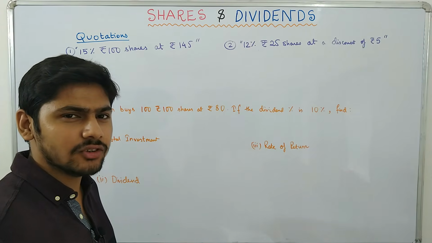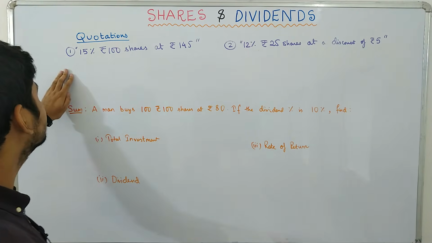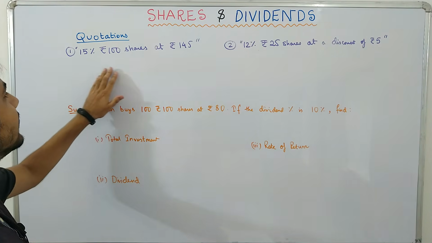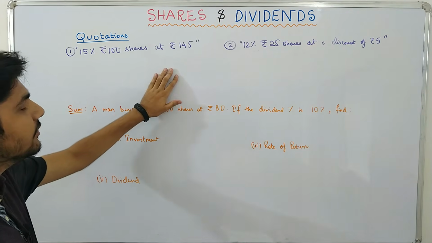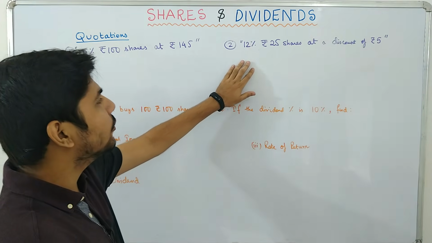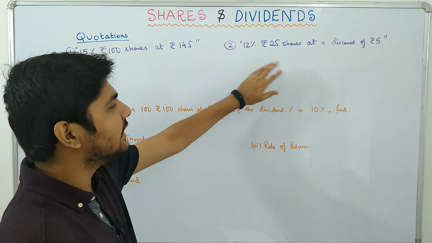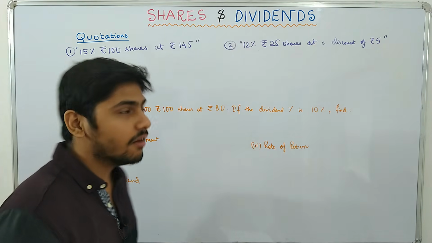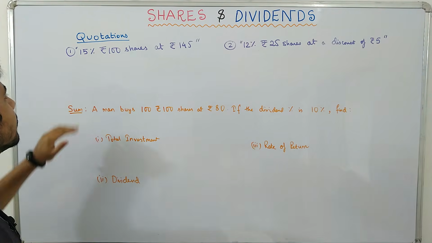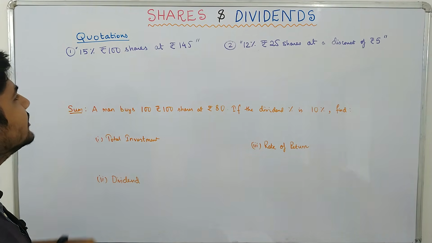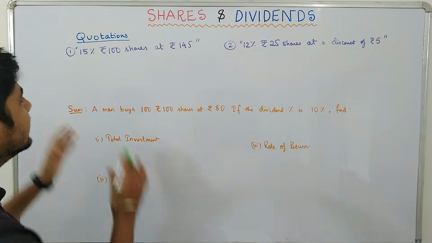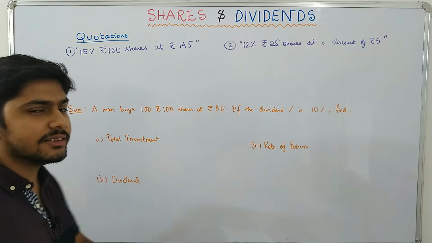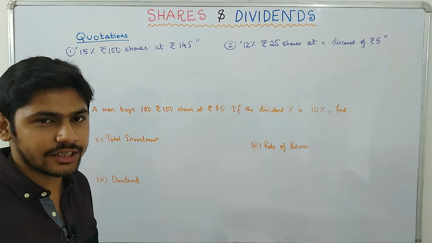You can see two sentences on the board. The first one is 15% rupees 100 shares at rupees 145, and number 2 is 12% rupees 25 shares at a discount of rupees 5. What do both of them mean? First, let's check out number 1. 15% rupees 100 shares at rupees 145. This particular sentence gives us a lot of details about the shares.